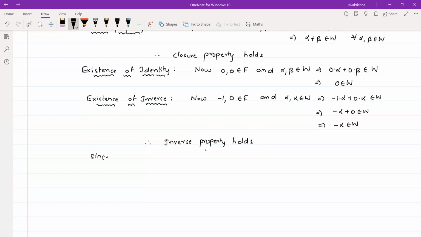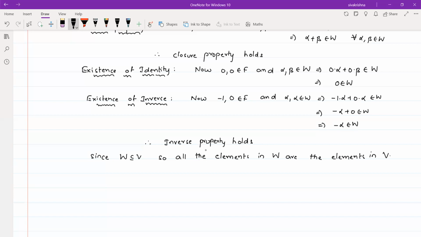Since W is a subset of V, all the elements in W are elements in V. So if you want to prove the associative property, I have to consider three elements in W. Since W is a subset of V, those three elements belong to V. Since V is a vector space, clearly the associative property holds.